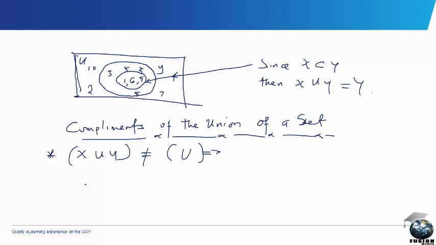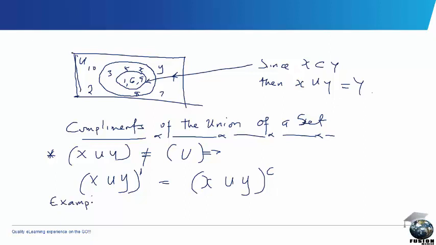Alright, complements are denoted as (X union Y) with a stroke, or you can as well write (X union Y) with a C as a superscript outside the bracket. Alright, we illustrate using examples. We use the following example. Example 1.